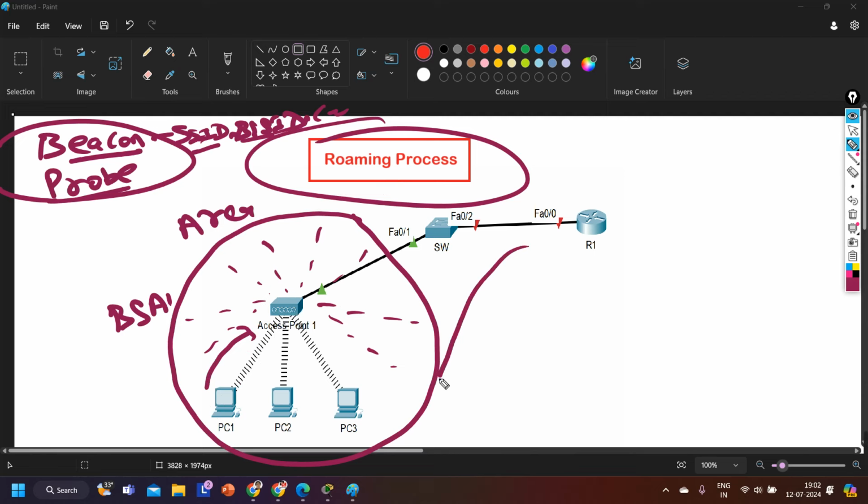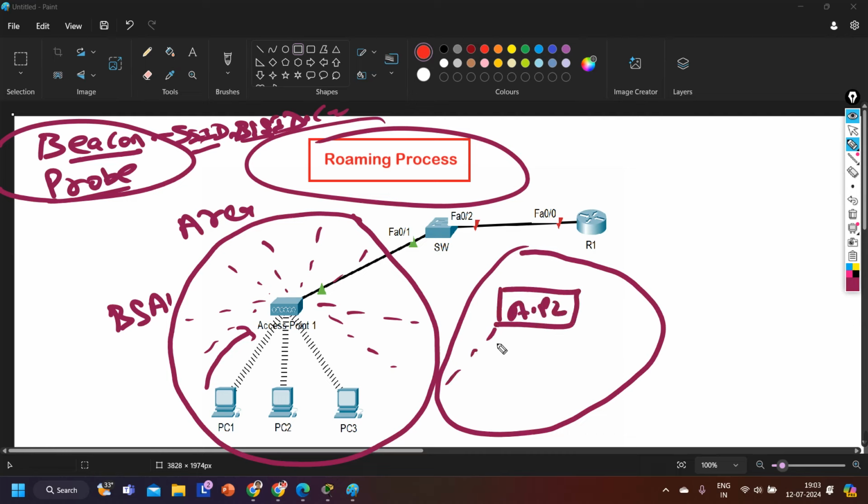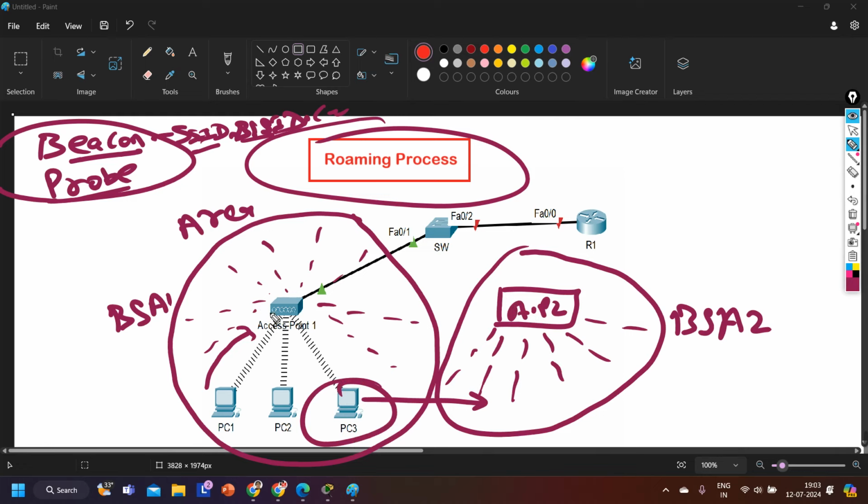Now in the same way, I have another area here, let's say this area. And in this area I also have one AP, that is access point 2. This AP is also transmitting the same SSID. This is BSA2. So AP2 is transmitting the same SSID in BSA2. Now if this client machine wants to move from this area to this area, what will happen? When this client machine moves into BSA2, it will get a stronger signal from AP number 2. In this area it is getting a stronger signal from AP1, that's why it is connected with AP1. But if this client machine moves into this area, then it will get a stronger signal from AP number 2. So whenever a client machine moves from one BSA to another BSA, how it shifts the AP automatically is known as the roaming process, and that we are going to discuss today in this video.